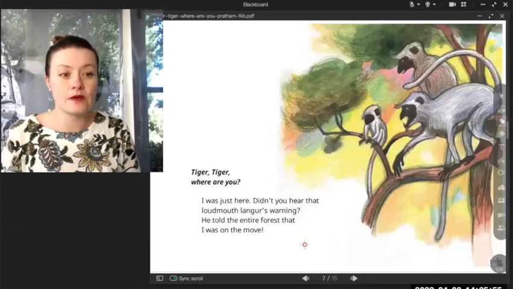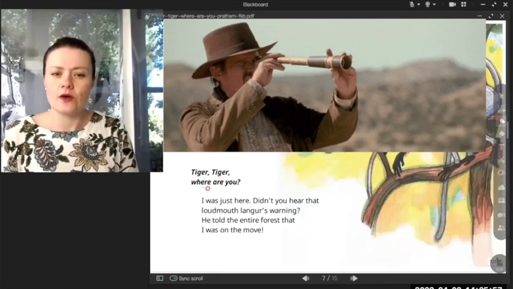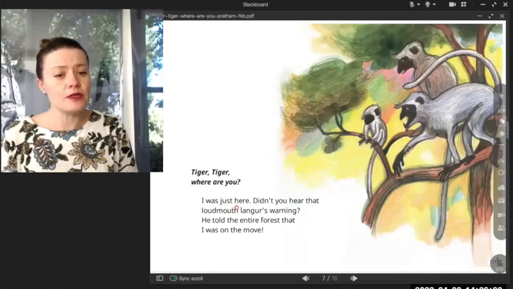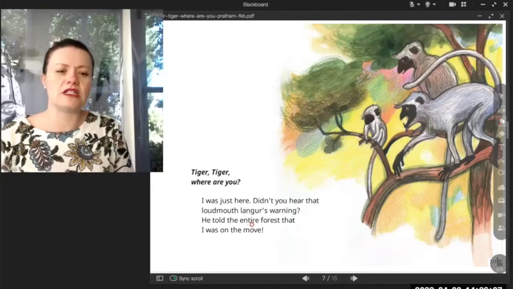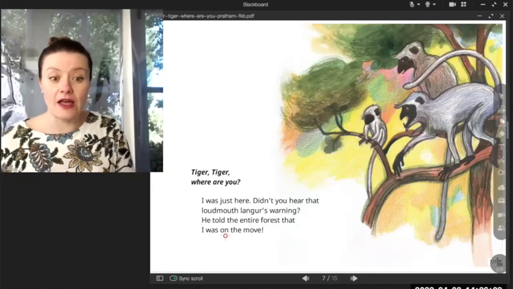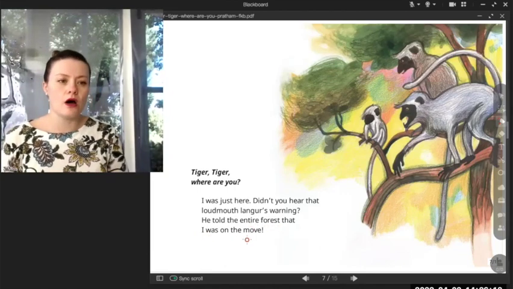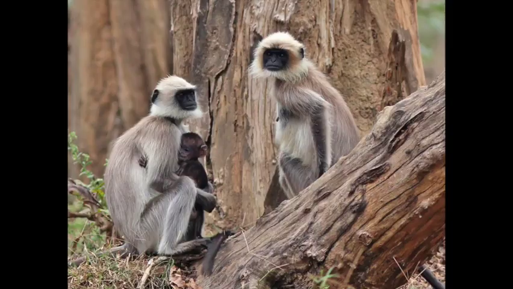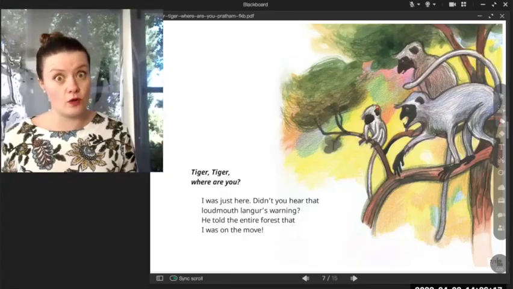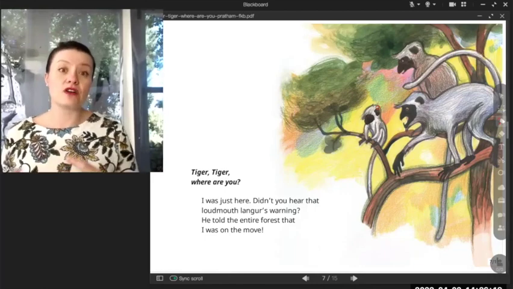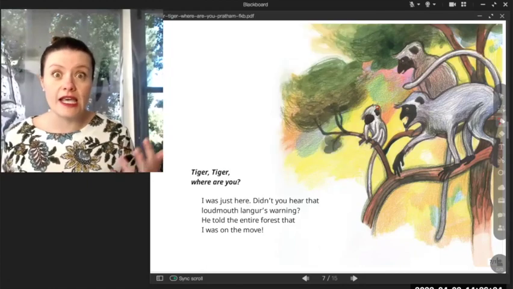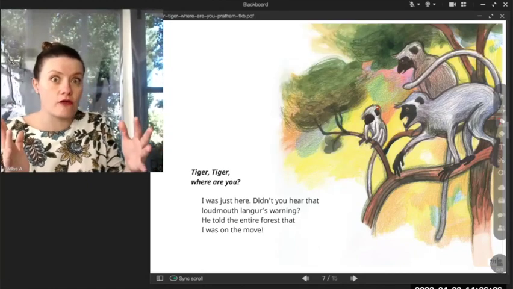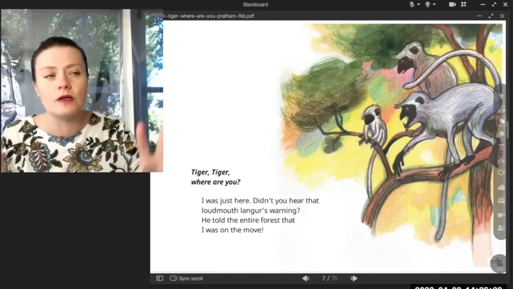Tiger, tiger, where are you? I was just here. Didn't you hear that loudmouth langur's warning? He told the entire forest that I was on the move. Whoa, you guys, these monkeys are very noisy. But they're a really good warning system to all the other animals inside the forest in case there are some cats on the prowl ready to hunt and pounce and eat them.